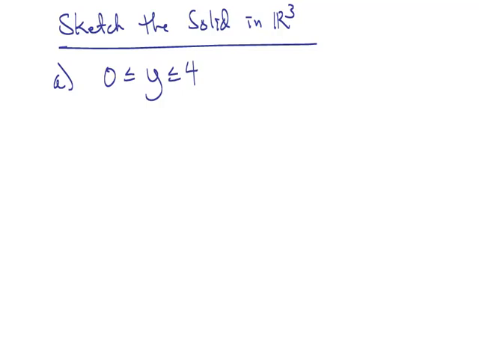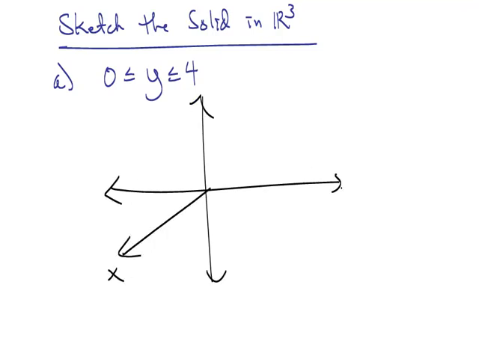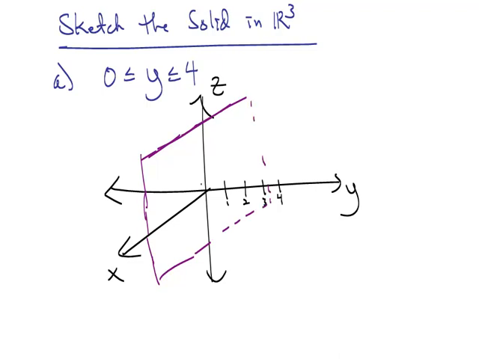So you want all ordered triples where the y value is 0 or bigger, 4 or less. X, y, and z can be anything you want them to be. So here is our three-dimensional coordinate system, x, y, and z. We just care about the y values going from 0 to 4. So we're going to have a plane on the left, this y equals 0 plane. That's just the xz plane. Okay, there's y equals 0.